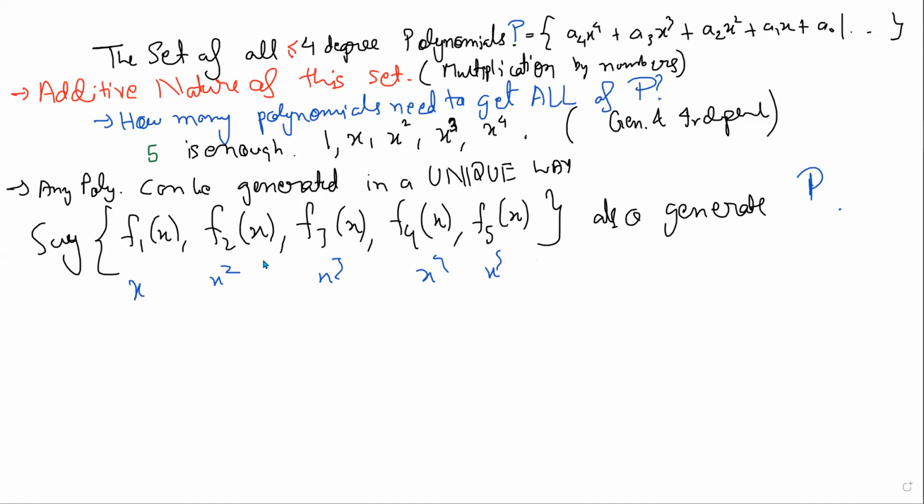Someone has a message. Yes, okay, sure. So will these 5 polynomials also generate all the polynomials? Yes, they will. So let's first answer that question. Do these 5 polynomials also generate all polynomials? Can we use these to get all polynomials? Is this statement correct? So let me just put a question mark here.